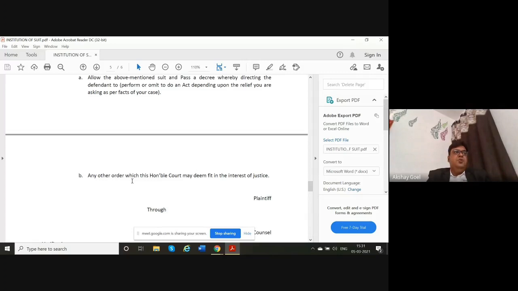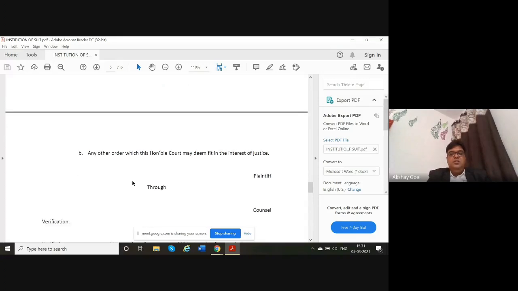The court may pass any other order which is the subject matter of the suit and has the power under section 151, the inherent power, to pass an order which is in the interest of justice to both the parties, to the plaintiff or to the defendant. After this prayer clause, you need to get the signature of the plaintiff. Then you need to mention the name of the counsel.